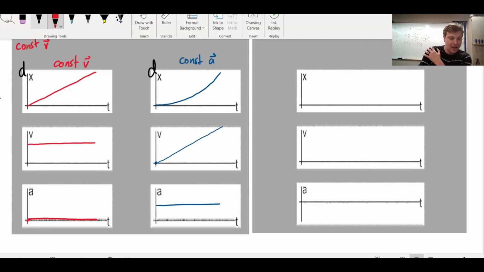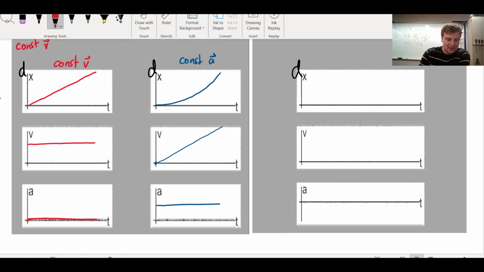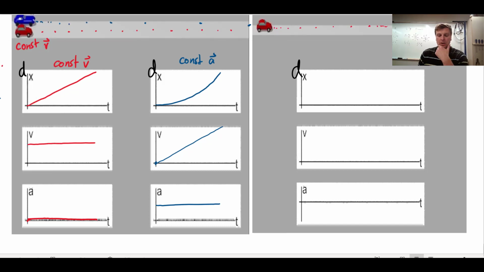And again, I can't recommend this enough. Pause the video, try it out, try it in pencil. Good chance you're going to get it wrong, that's okay. And then come back and see the answer. So let's think about this.